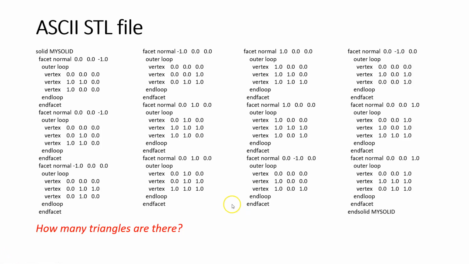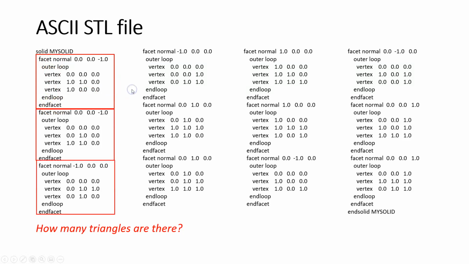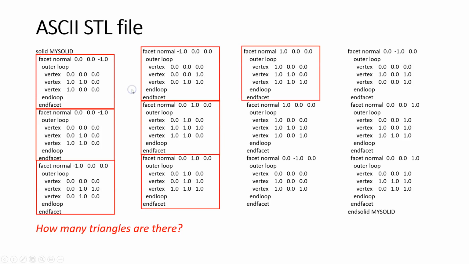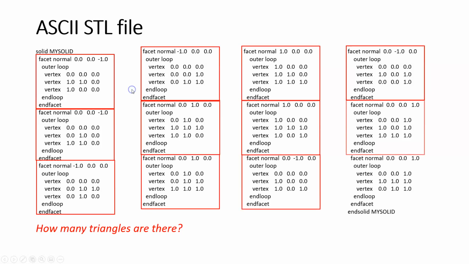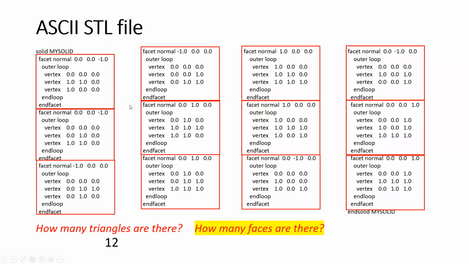Okay, so I hope you're able to answer the question of how many triangles are represented in this STL file. We can figure out the number of triangles by first identifying one of these 7-line segments that is one triangle. Remember, it starts at facet and it ends with end facet. And so in that we have 1, 2, 3, 4, 5, 6, 7, 8, 9, 10, 11, 12. So there's 12 triangles represented in this MySolid STL file. Okay. How many faces are there?